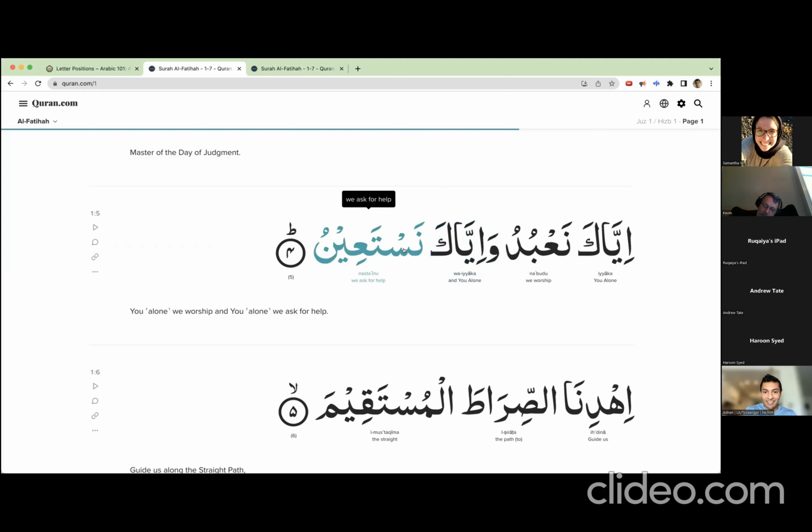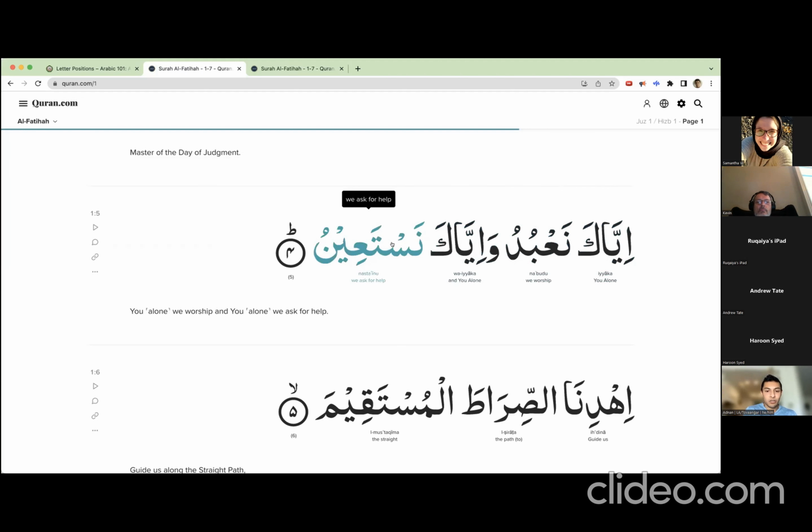Na. This is a na. Seen with a stop on it. A ta with a sound. Nasta. The ayn within a sentence with a e. A ya. Nasta'in. And the noon with a u. Yes, nasta'inu. But because it's the end, you can drop that last vowel. Iyaka na'budu wa iyaka nasta'inu.